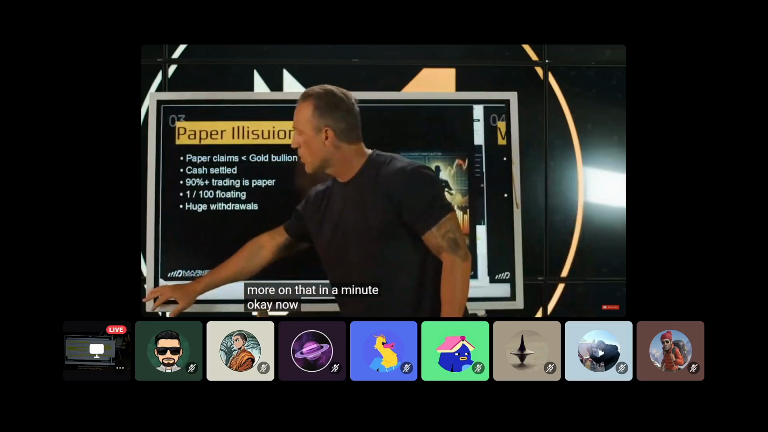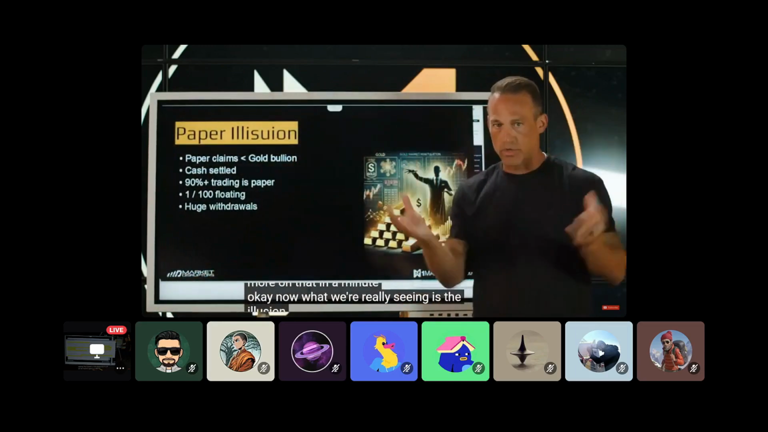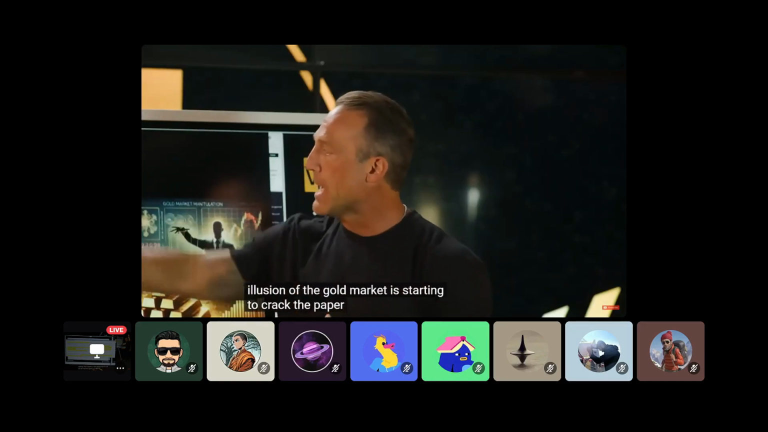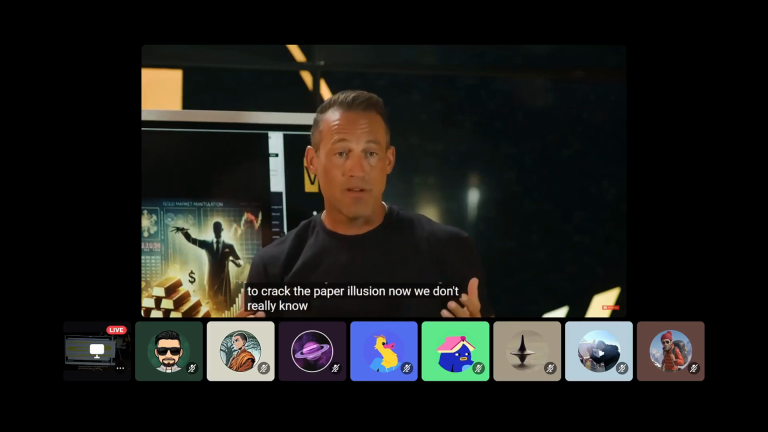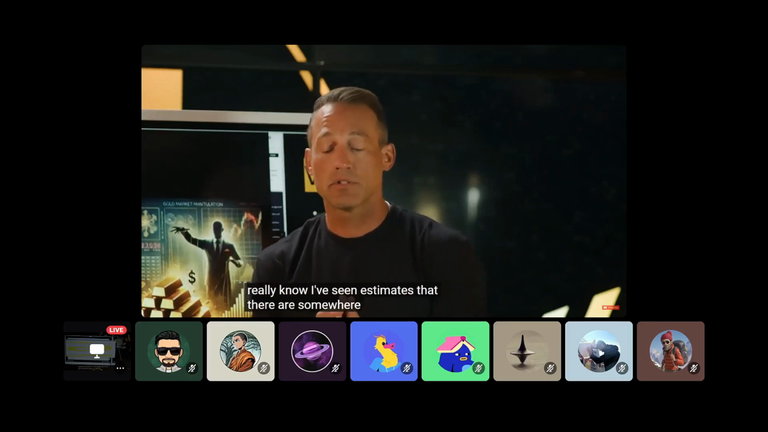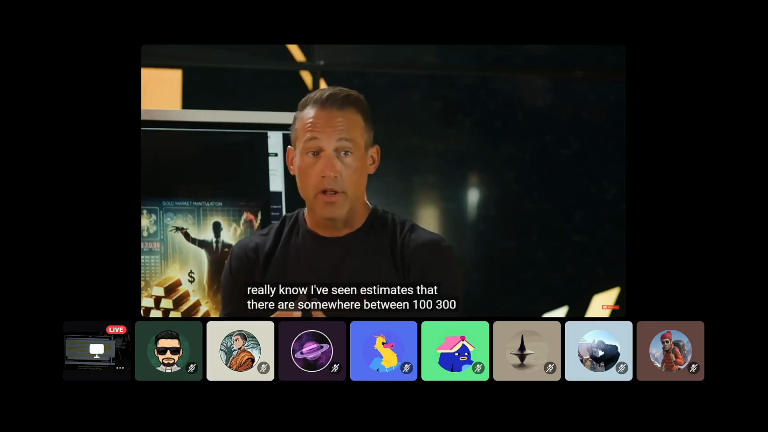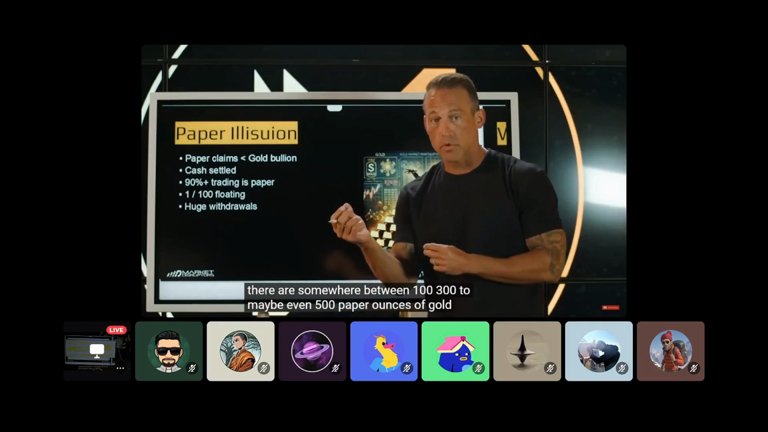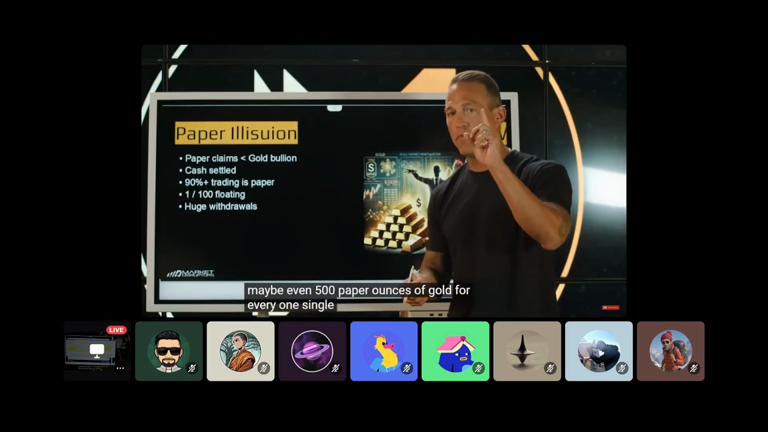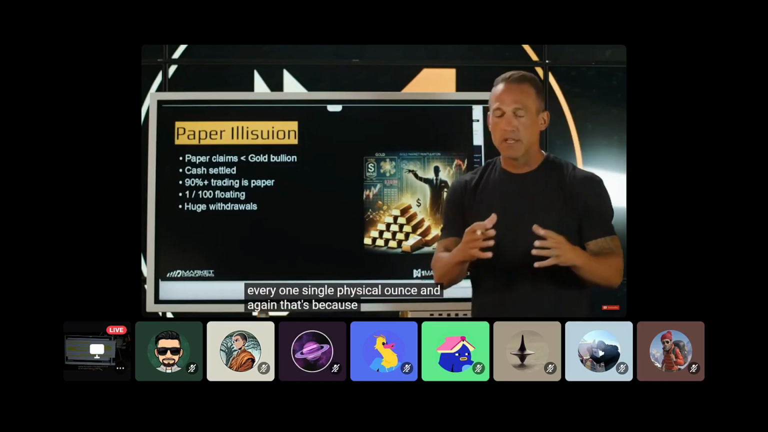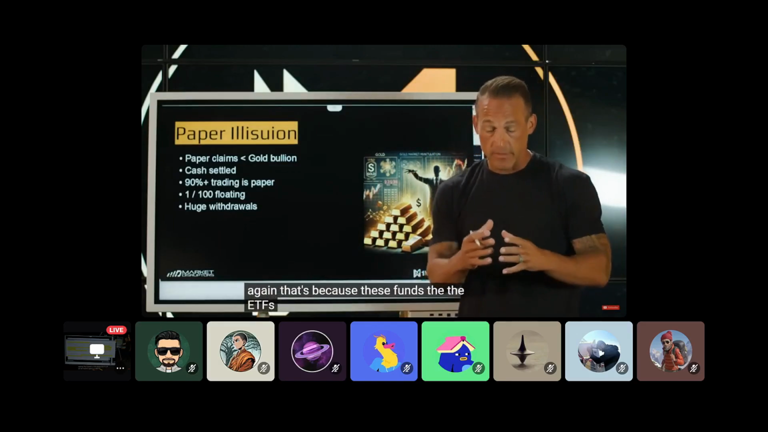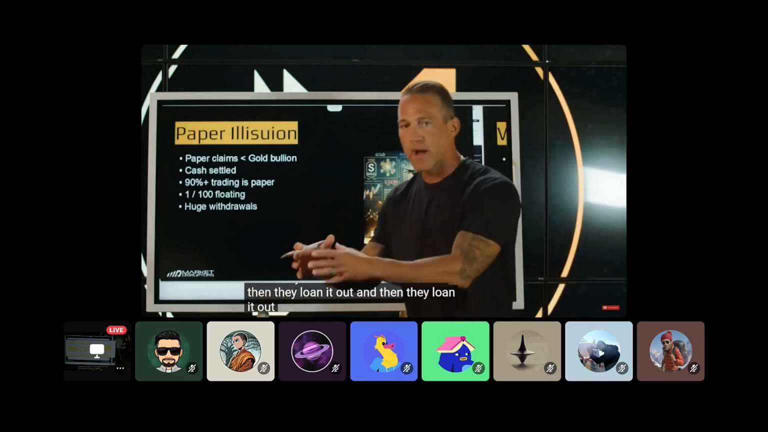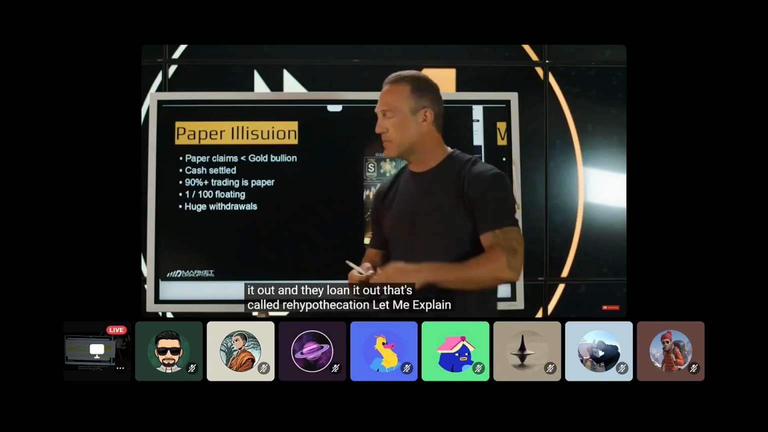Okay, now what we're really seeing is the illusion of the gold market is starting to crack. The paper illusion. Now, we don't really know. I've seen estimates that there are somewhere between 100, 300 to maybe even 500 paper ounces of gold for every one single physical ounce. And again, that's because these funds, the ETFs, they take in gold, the banks, and then they loan it out. And then they loan it out and they loan it out. That's called rehypothecation. Let me explain how that works.